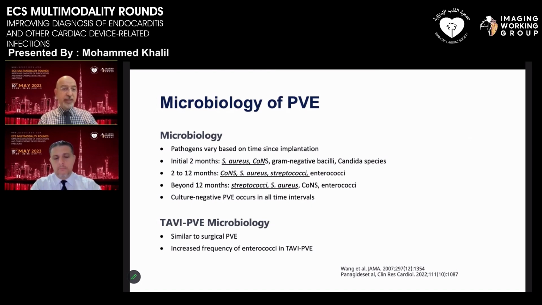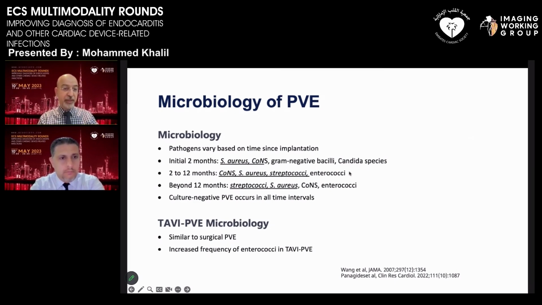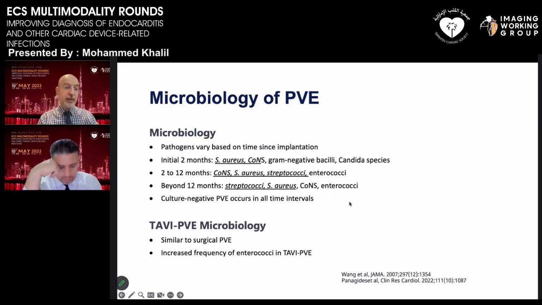In terms of microbiology, what kind of pathogens are we dealing with? Shortly after implantation, it's usually Staph aureus and coagulase-negative staph, and sometimes gram negatives and Candida species. These are the common nosocomial pathogens responsible for the infection. Beyond 1 year, we get Streptococcus and Enterococcus, in addition to staph and coagulase-negative staph. We can also have culture-negative endocarditis anytime. As far as TAVI, it's generally similar to surgical prosthetic valve, with the only difference being a higher incidence of enterococci in TAVI group patients.